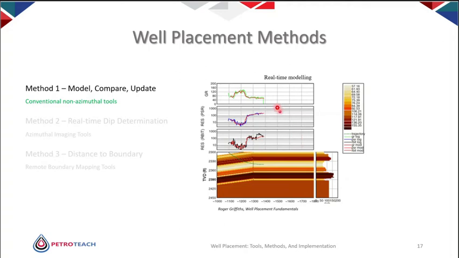The next step is actually part of job execution, and it is known as real-time modeling. In this step, the real-time data is streamed into the modeling software. And then these data, which are shown in different colors, are compared with the forward model logs in red color here. Actually, what you're looking for here is just to see if the forward model and the measured logs are comparing well with each other or not.